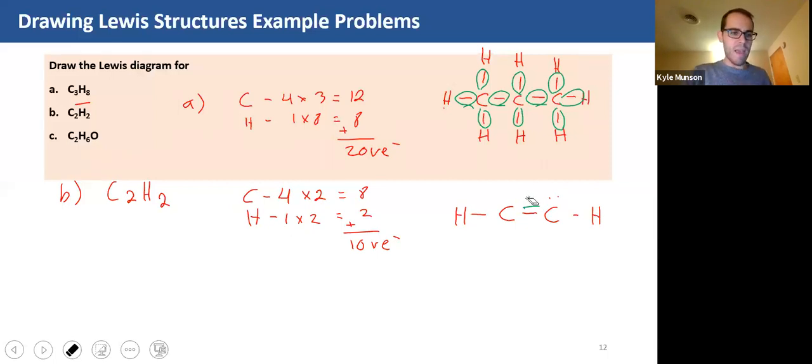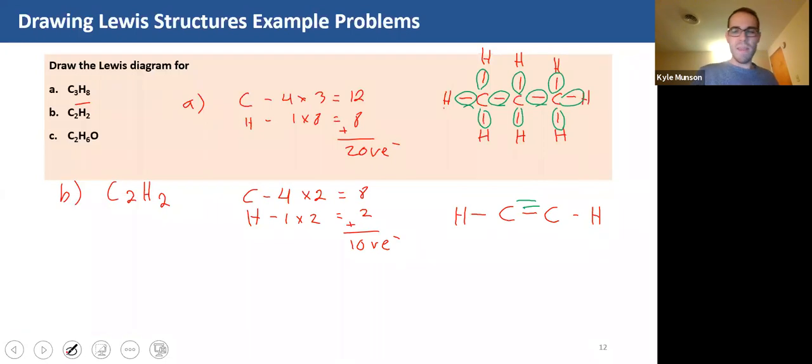Is this now the final Lewis structure? Well, no, again, because one carbon has an octet, but the other carbon doesn't. So we've got to move more lone pairs down. We'll move these guys down, form a triple bond. Okay.